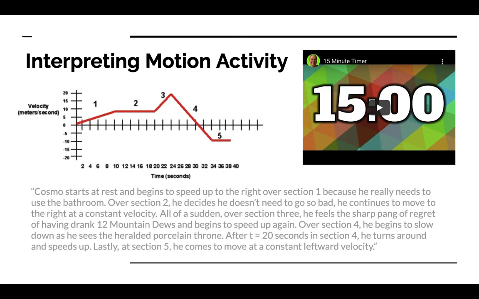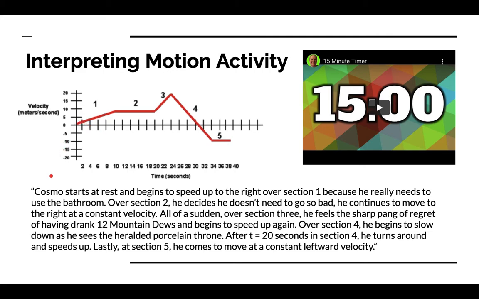For example, for this velocity versus time graph, I could say Cosmo starts at rest and begins to speed up to the right over section 1 because he really needs to use the bathroom. Over section 2, he decides he doesn't need to go so bad. He continues to move to the right at a constant velocity. We see we have a constant positive velocity right here, so we can see we're heading to the right. All of a sudden, over section 3, he feels a sharp pang of regret of having drunk 12 Mountain Dews and begins to speed up again.